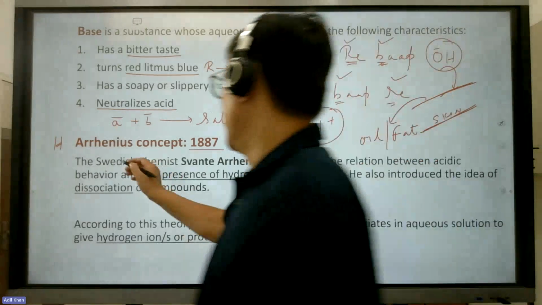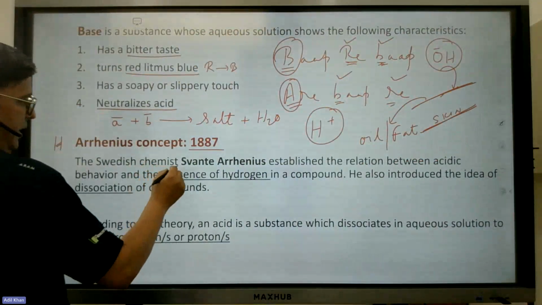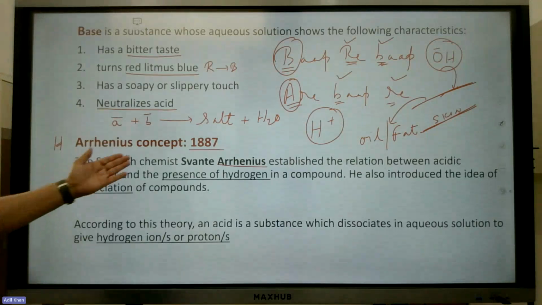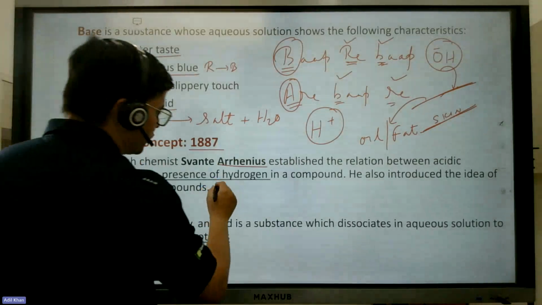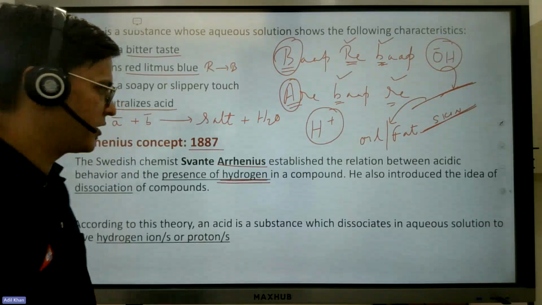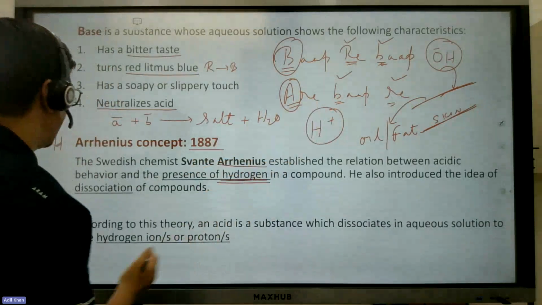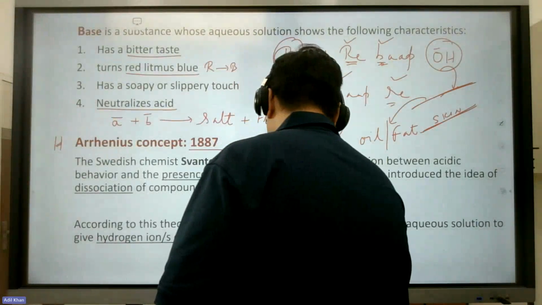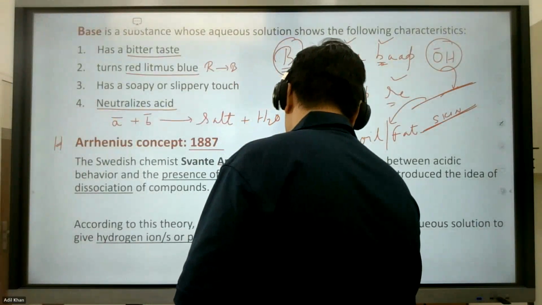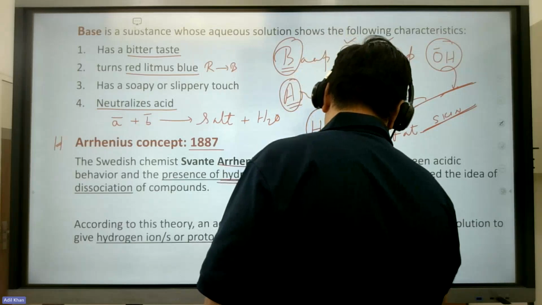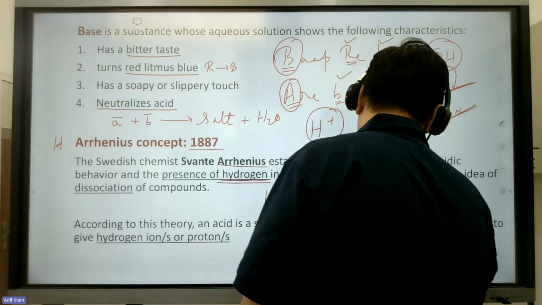The Arrhenius concept was given by the Swedish chemist Arrhenius, who established the relation between acidic behavior and the presence of hydrogen in the compound. Basically, hydrogen must be present in order to come out as H plus ion. He also introduced the idea of dissociation of the compound. Dissociation means, for example, when I take HCl in the form of gas and dissolve it in water, which is liquid.